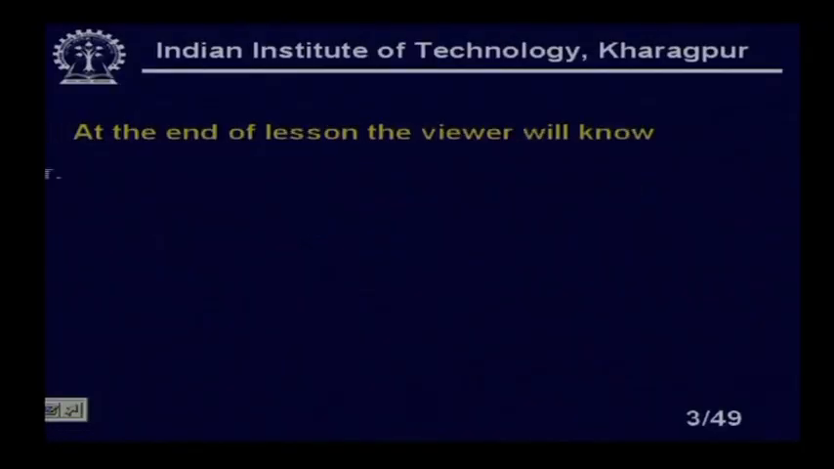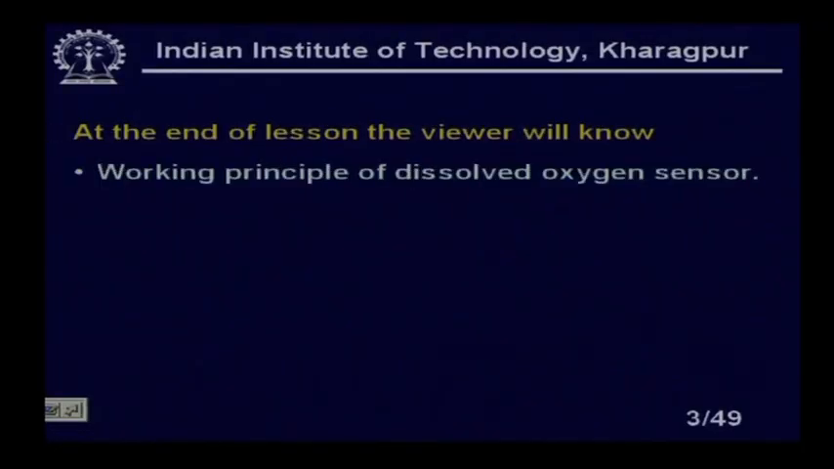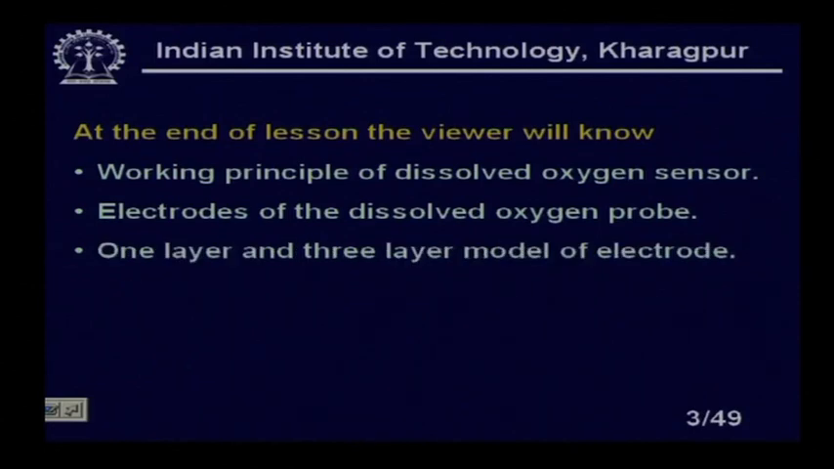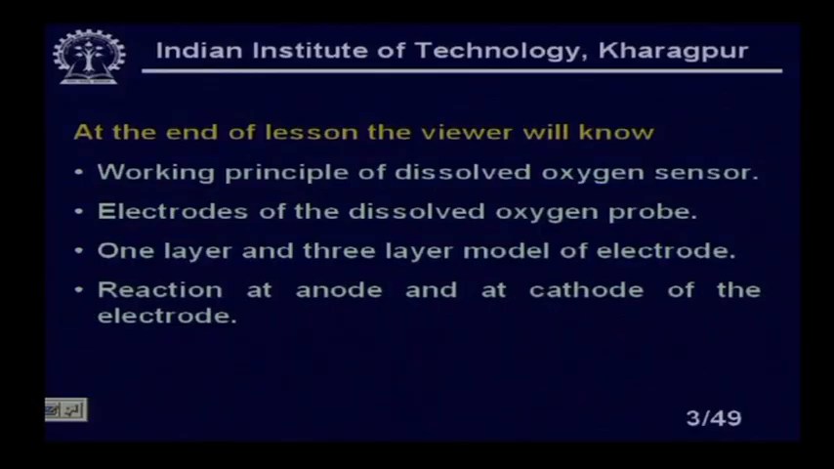At the end of the lesson, the viewer will know the working principles of the dissolved oxygen sensor, the electrodes of the dissolved oxygen probe, and what the different electrodes are, the one layer and three layer models. You will find that there are two types of model available. One is called the one layer model of the dissolved oxygen sensor, the other is the three layer model of the dissolved oxygen sensor. Then we will discuss the reactions at the anode and at the cathode of the electrode. So, there are chemical reactions which actually occur at both anode and cathode. This also will be discussed in detail, clear.